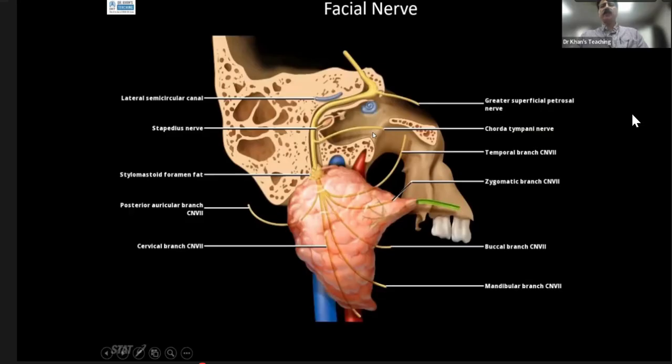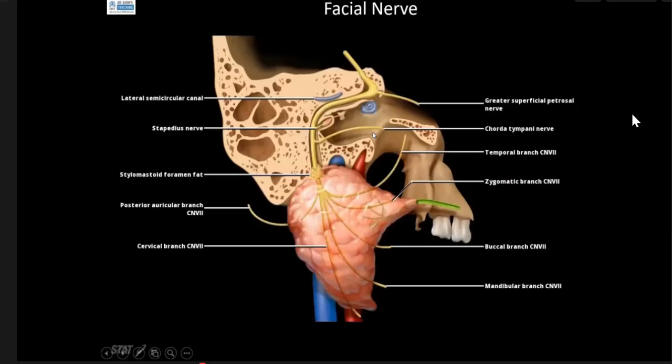So this is chorda tympani, and this is part of the function of the facial nerve, anterior 2/3. So from here, what can we learn? We can learn that there are various functions of the facial nerve. Clinically speaking, we can see.